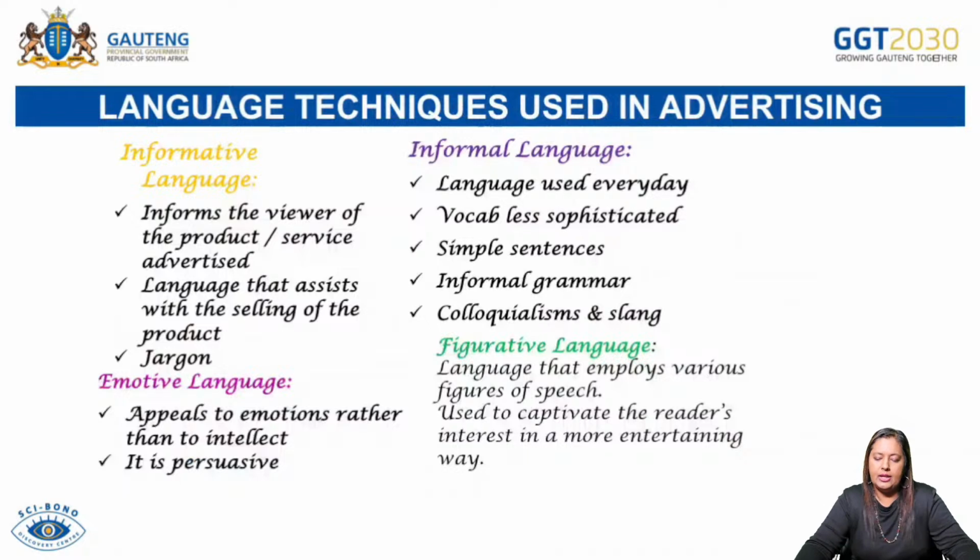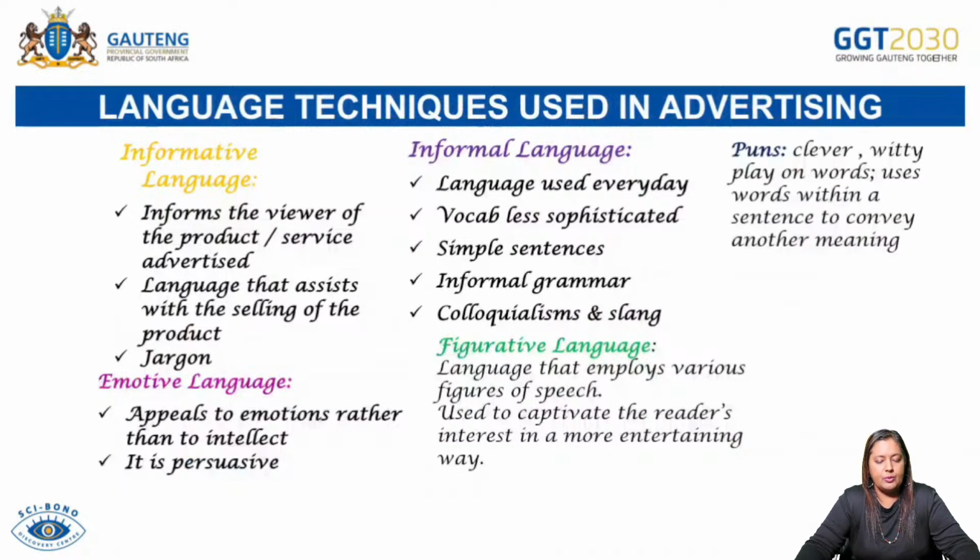Then, when we're looking at the types of language, I mentioned this before, I'm just going to run through it again. Remember, we have informative language, where the language being used is informing the viewer or the reader of what this product is all about. So there will be jargon also used. That's the technical terms within that industry that are used to attract those clients, okay? Then you've got the informal language, which is the one that we use every day to communicate. And that will be less sophisticated. In other words, simple sentences just to get us to agree to something or disagree with something.